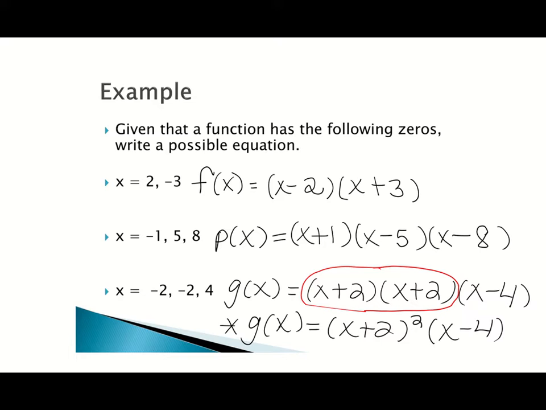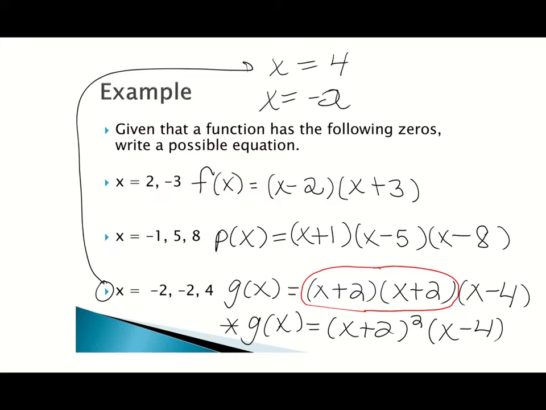Now we could also be given something like this that says x equals 4 and x equals negative 2 with a multiplicity of 2. And if we're told that it has a multiplicity of 2, we would still end up with the same equation. If we have a multiplicity of 2, it just means we have that 0 twice, so we have 2 of those.